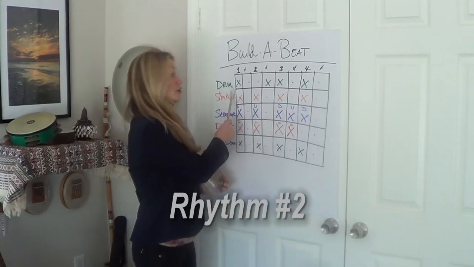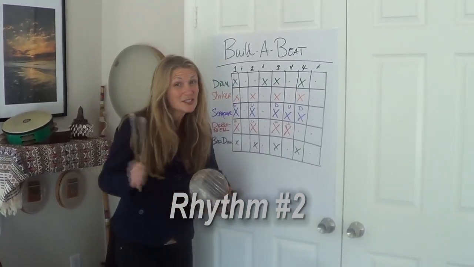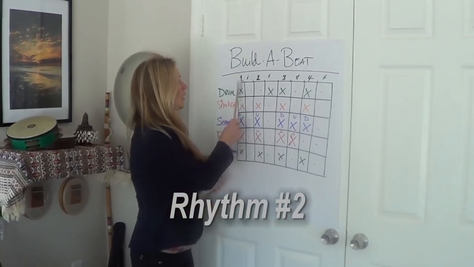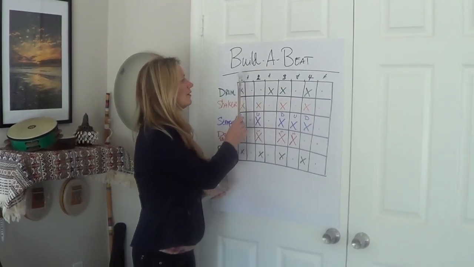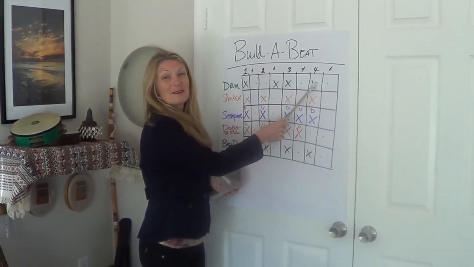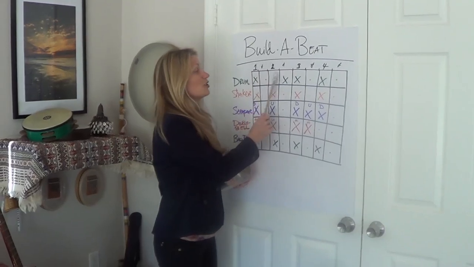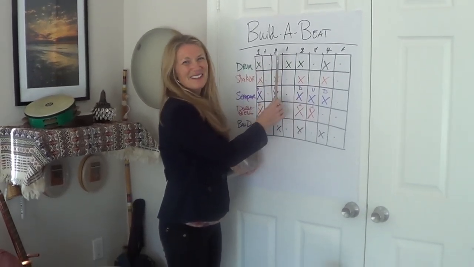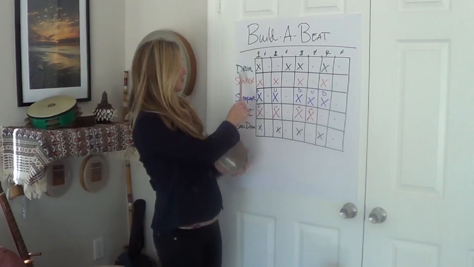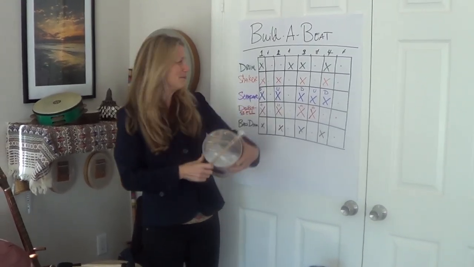If you're playing the drum, when you listen to the music, you can hear one, two, three, four. One, two, three, four. Right? One and two and three and four. So the first part is the drum, packing tape drum.